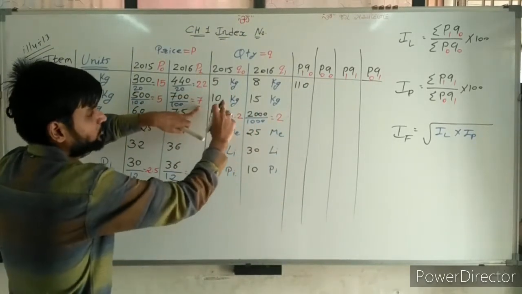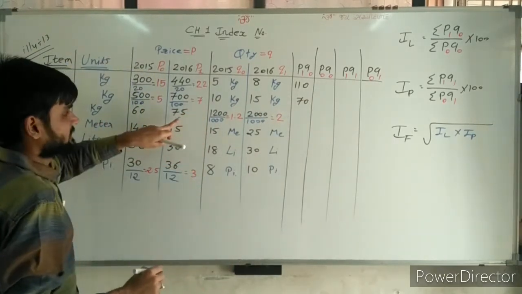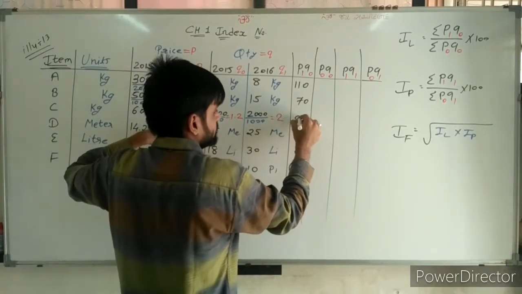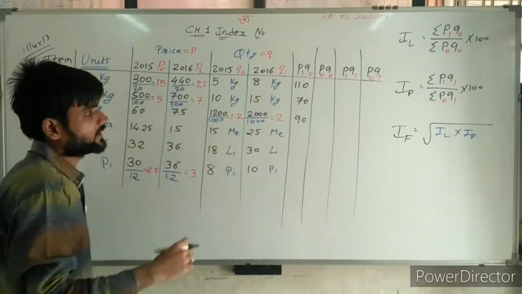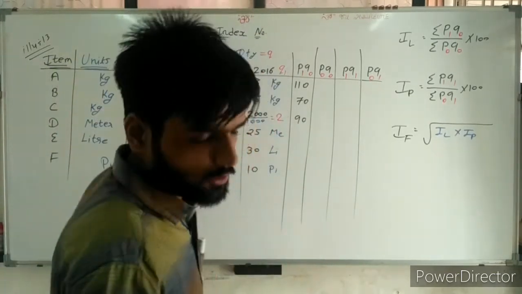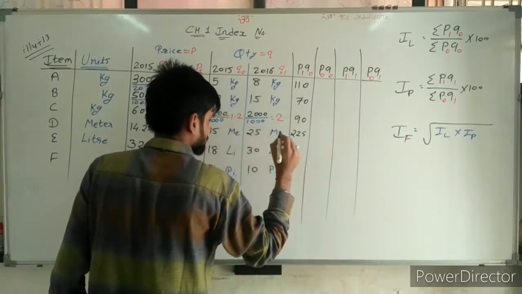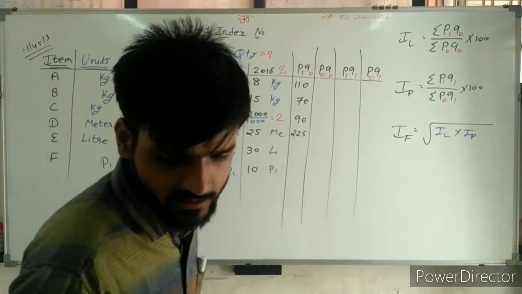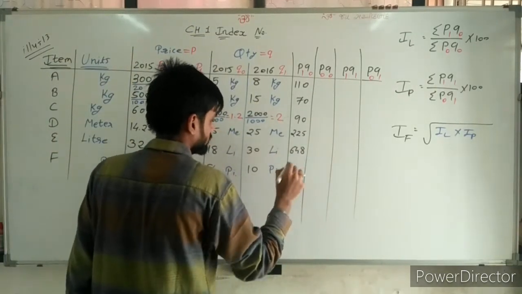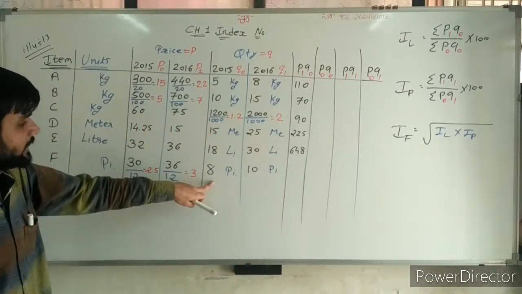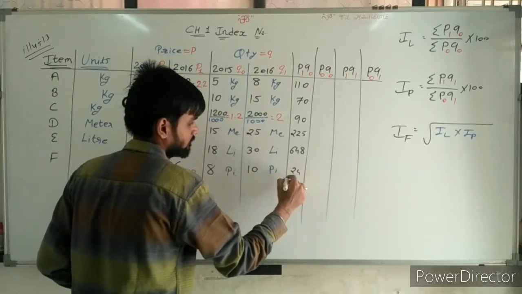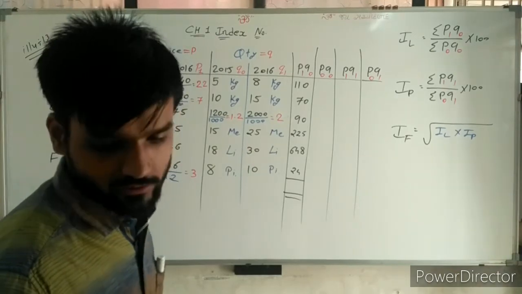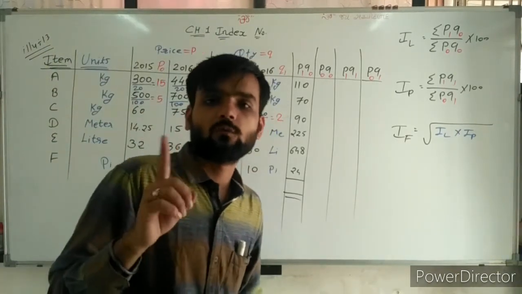Next, 7 into 10, 70. 75 into 1.2, you will get 90. 15 into 15 means 15 square, 225. 36 into 18, 648. 3 into 8, 24. And total of all this: 110, 70, 90, 225, 648, 24. Total is 1167.